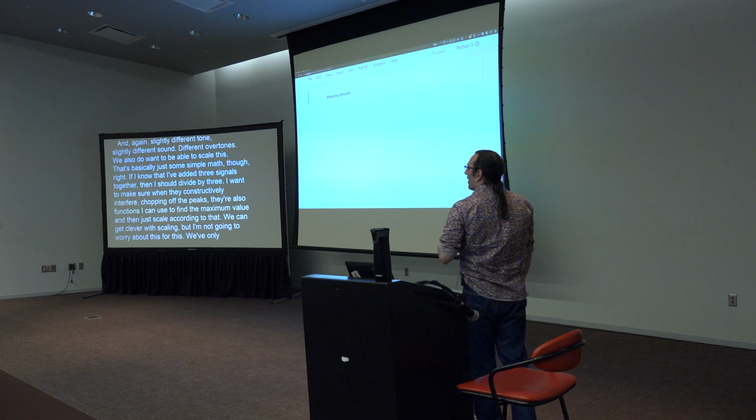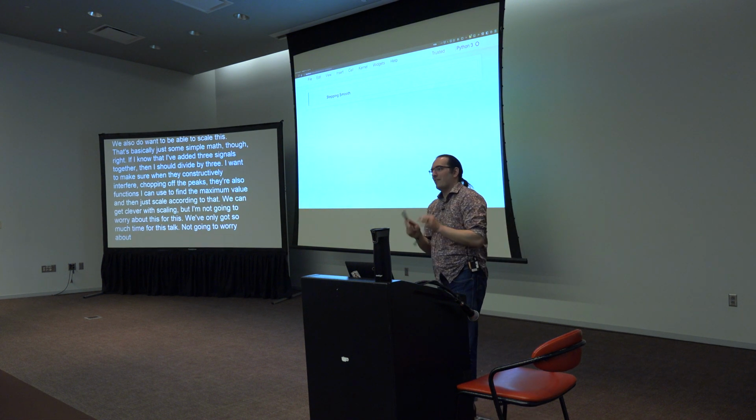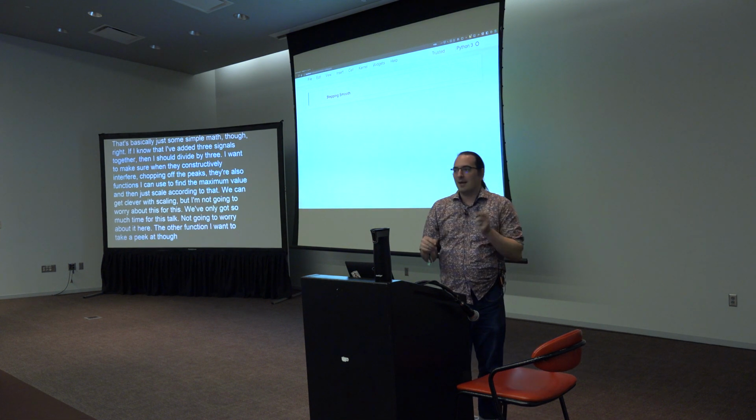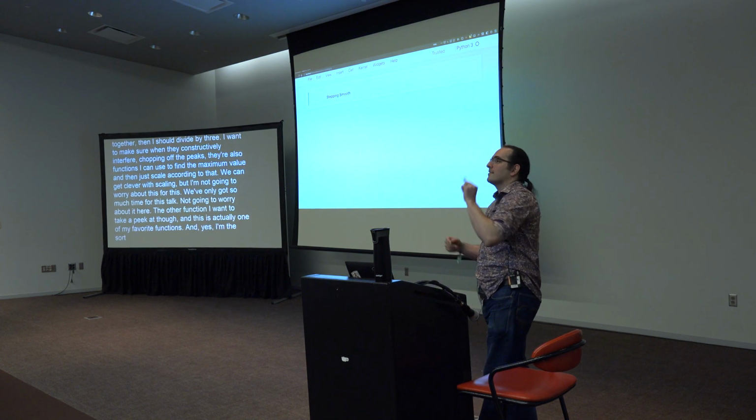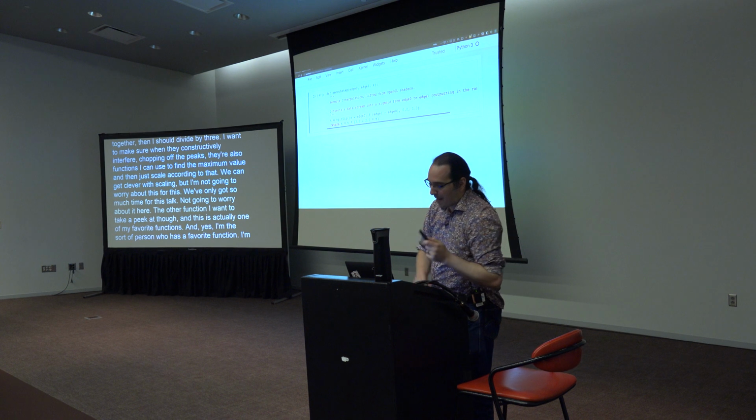The other function I want to take a peek at though, and this is actually one of my favorite functions, and yes, I am the sort of person that has a favorite function. I'm also the sort of person who wore Tesla socks today, so I am that person.